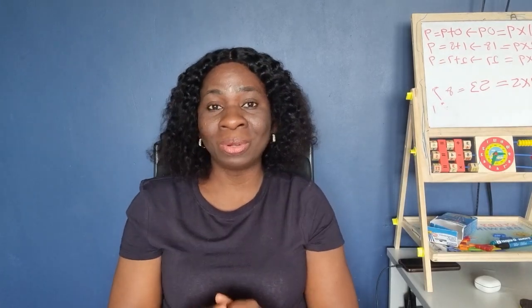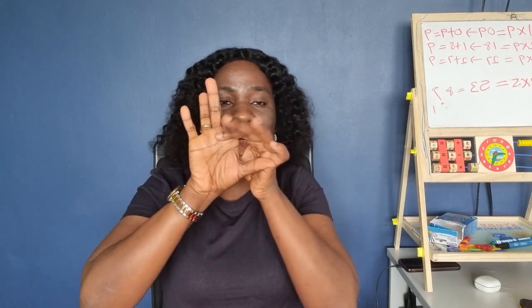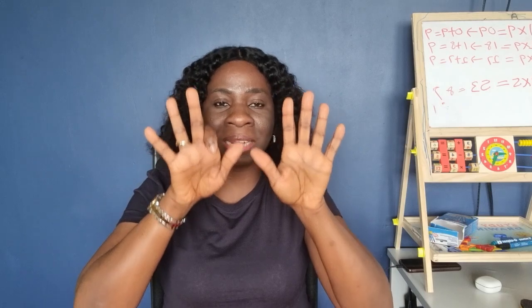Let's try another one. Let's say 4 times 9. You fold the 4th finger. This is number 4. Then you count the fingers on the left. This is 3. And the fingers on the right. This is 6. That gives 36. 4 times 9 is 36.